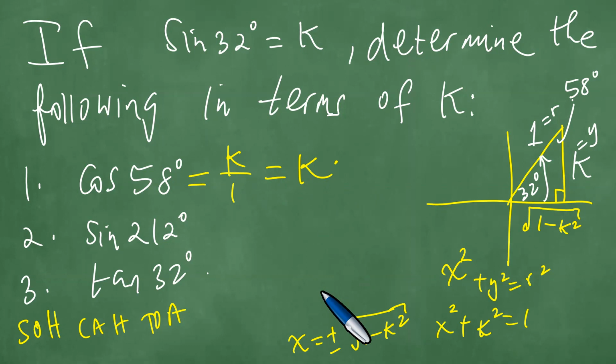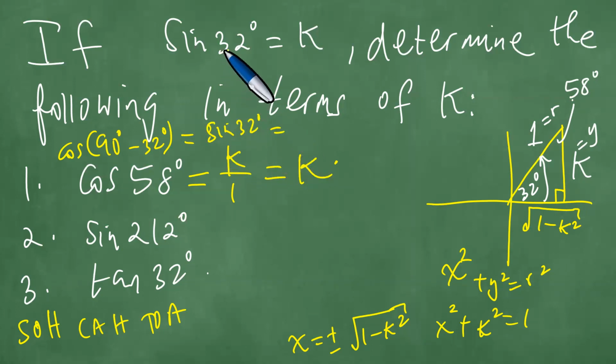But there are many ways to do it. Another student can come and say cosine 58 is the same as cosine of 90 degrees minus 32. Let's check: 90 minus 32 is 58. In the first quadrant everything is positive, but it's a cofunction change at 90 degrees by the CoCo rule, so you have the sine of 32 degrees, and the sine of 32 is K. There are many ways to kill a cat here. The cosine 58 is K.